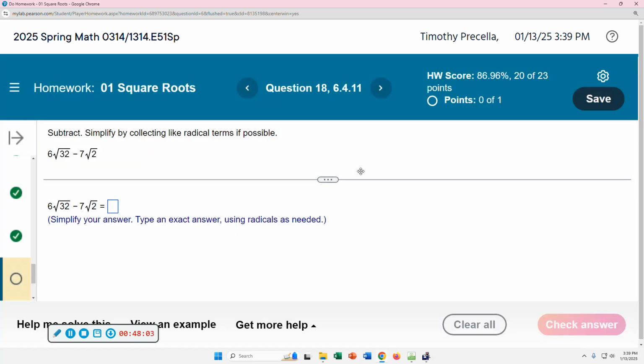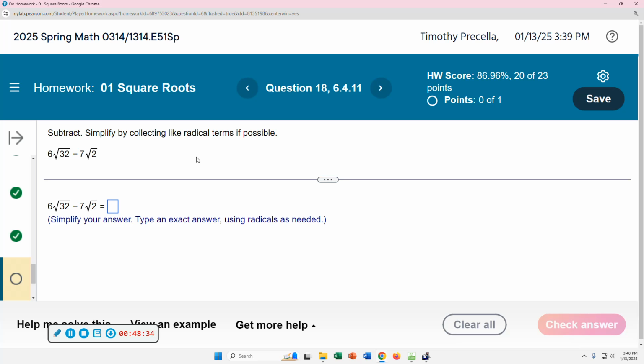Is number 18 similar to the one we just did? No. Why is it different? The radicands are different. There are different numbers under the square roots, aren't there? So we don't have the option of can't be simplified or already simplified. So that means there should be an answer here. So let me write it down. Number 18.